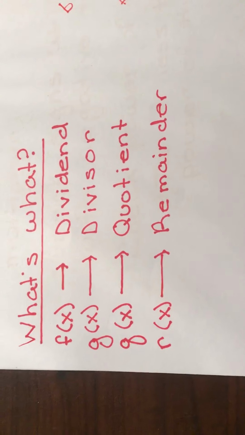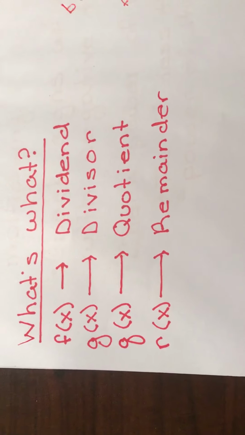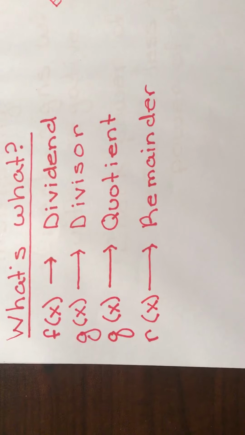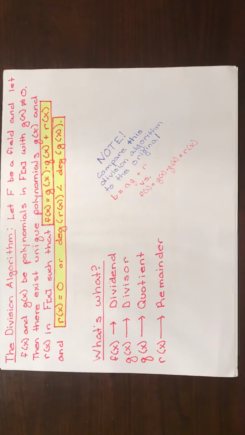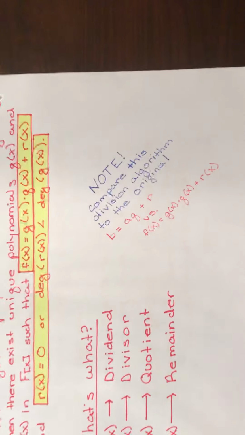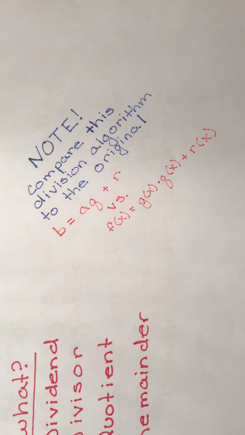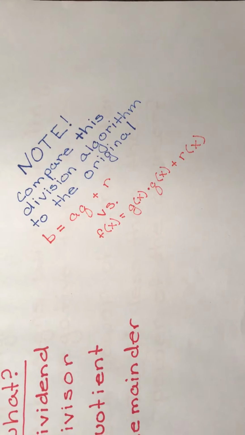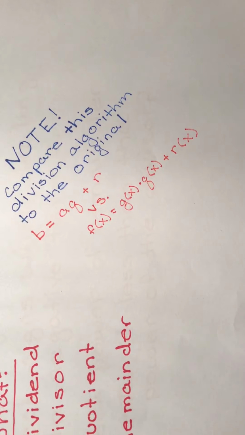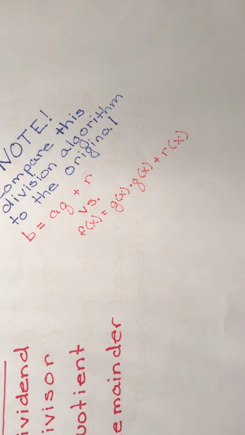We have that f(x) is our dividend, g(x) is our divisor, q(x) is our quotient, and r(x) is our remainder. Recall previously our division algorithm: b equals aq plus r. This is the division algorithm that we were working with primarily with the integers. Compare how it looks to the division algorithm for polynomials that we are currently working with.